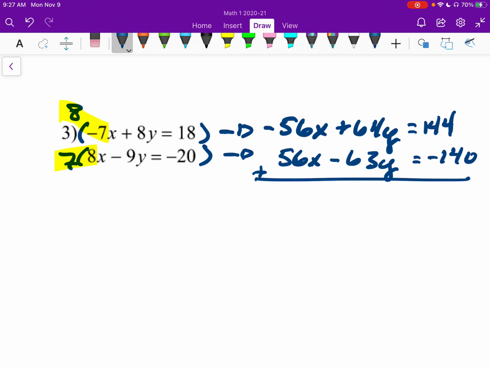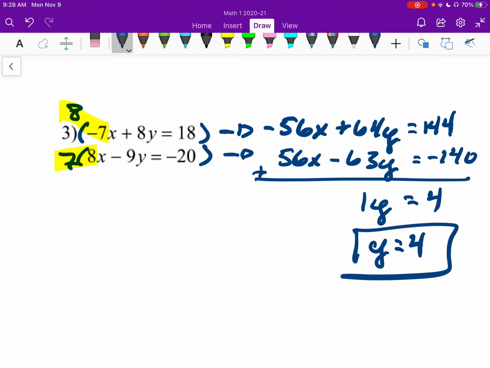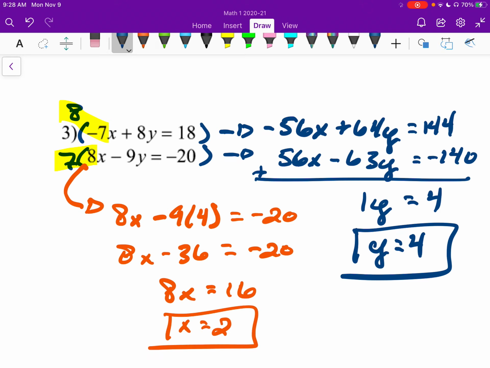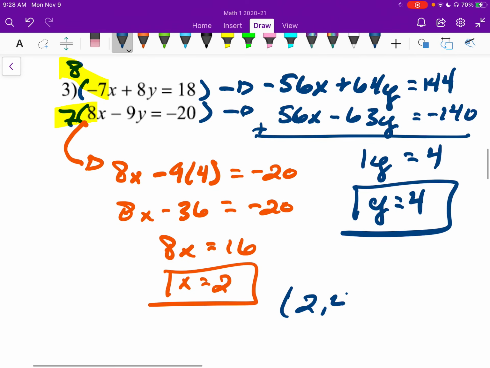So now I can add those through. I get 0x, I'm just not going to write it, that's going to be a positive 1y, and then a positive 4. So y equals 4. You always go back to the original equations. I either decide by the top original or the bottom original. I'm going to use the bottom original equation. So 8x minus 9 times 4 equals negative 20. 8x minus 36, is it 36? Yes, equals negative 20. 8x is going to be, what is that? Negative 20 plus 36 is 16, and x is 2. I write my answer as a point, and we got (2, 4).